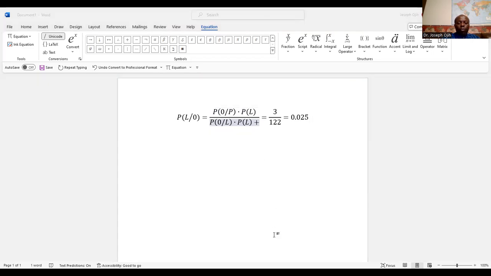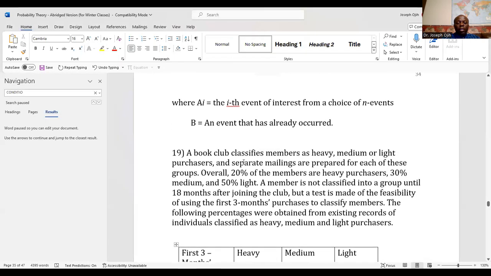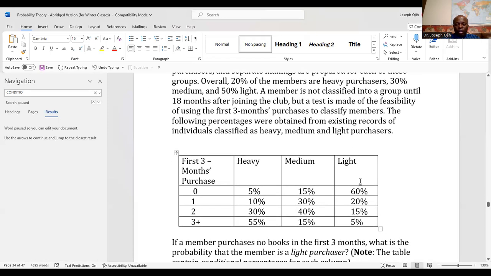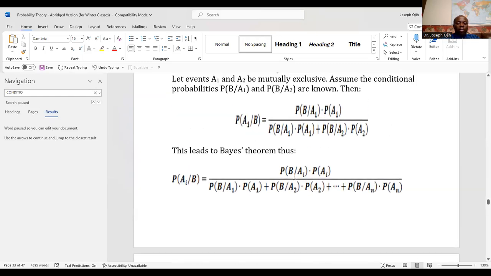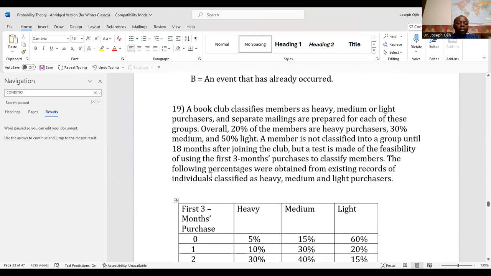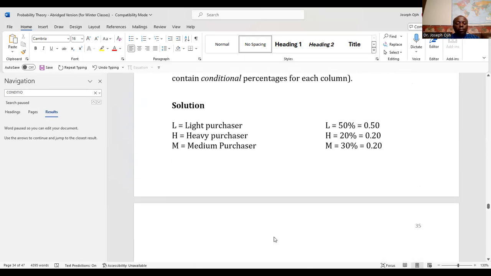This question is a good candidate for the Bayes formula because they give us the prior probabilities, which are 20%, 30%, and 50%. And then they give us the other probabilities. So this is a good candidate, and the formula we're using is this one here. We use L to represent A, light purchaser, and then B to represent the zero purchase. So that's what I'm doing.